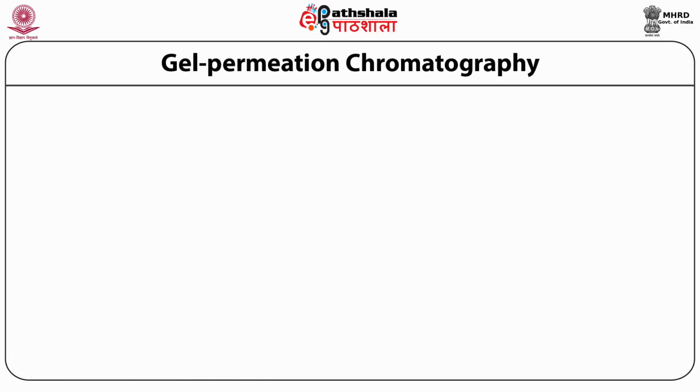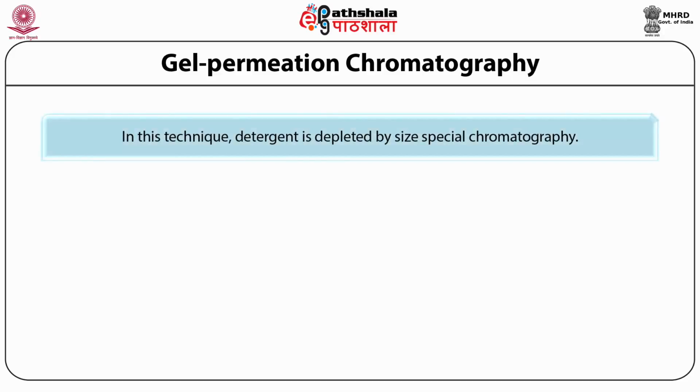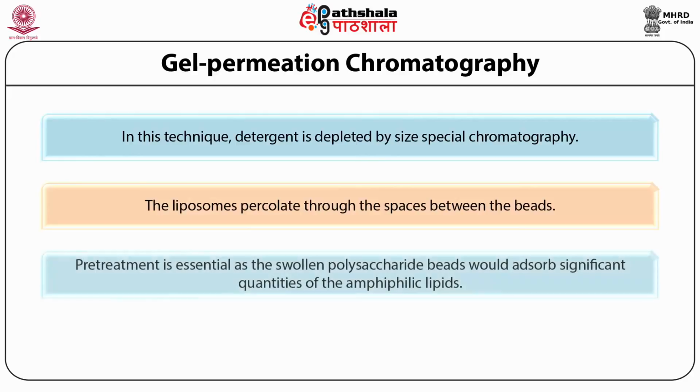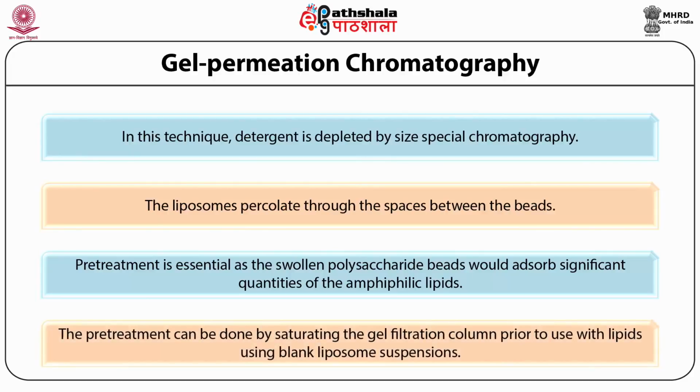Gel-permeation chromatography. In this technique, detergent is depleted by size exclusion chromatography. The liposomes percolate through the spaces between the beads. Pre-treatment is essential as the swollen polysaccharide beads would adsorb significant quantities of amphiphilic lipids. The pre-treatment can be done by saturating the gel filtration column prior to use with lipids using blank liposome suspensions.